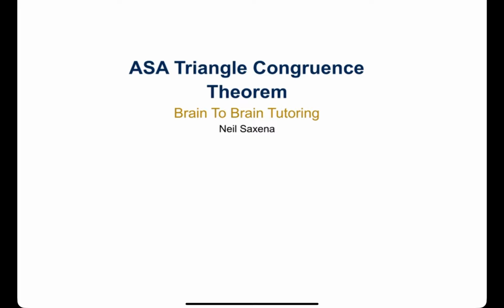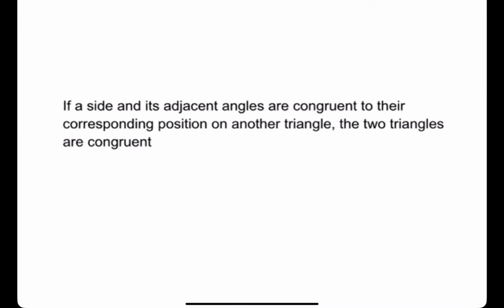Today we're going to be talking about the ASA triangle congruence theorem. Let's get into it. First, let's start with a definition. The ASA theorem means that if a side and its adjacent angles are congruent to their corresponding parts on another triangle, then the two triangles are congruent.